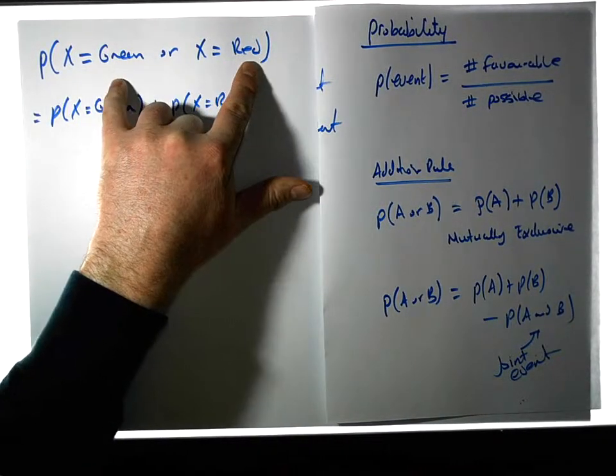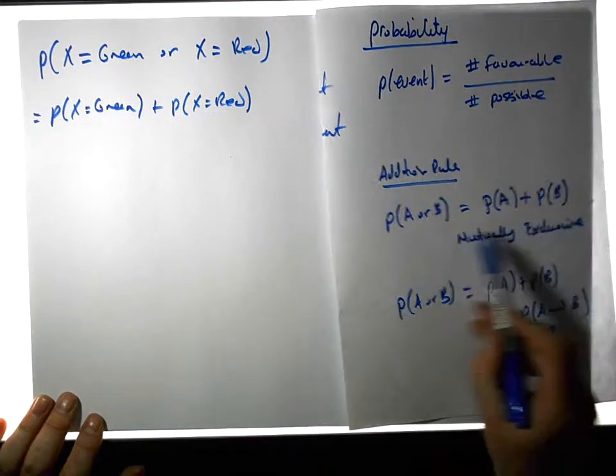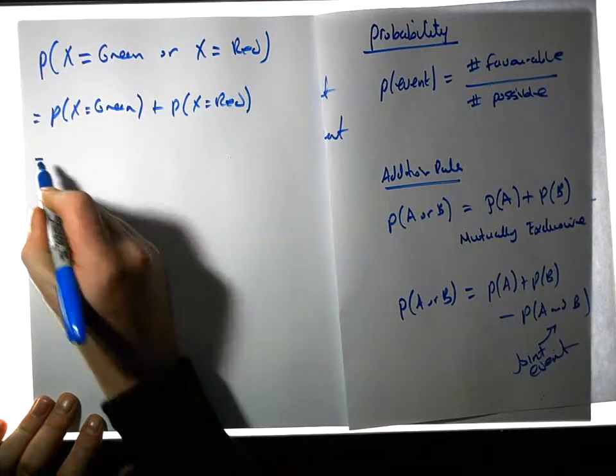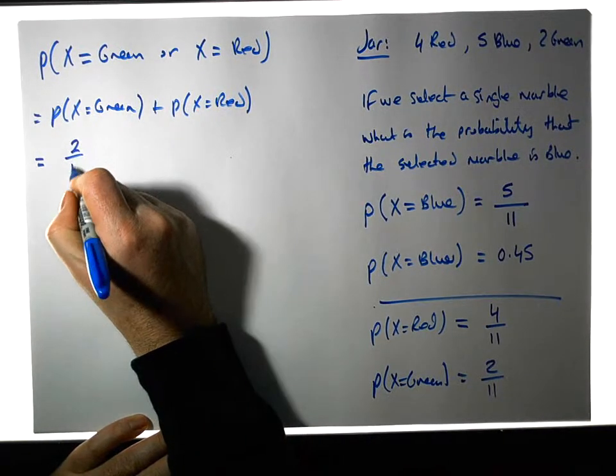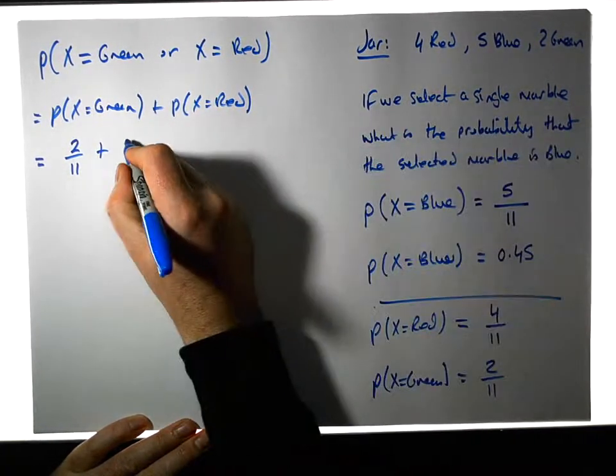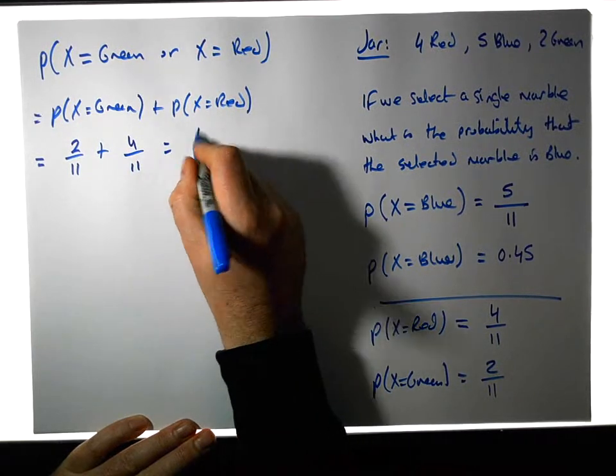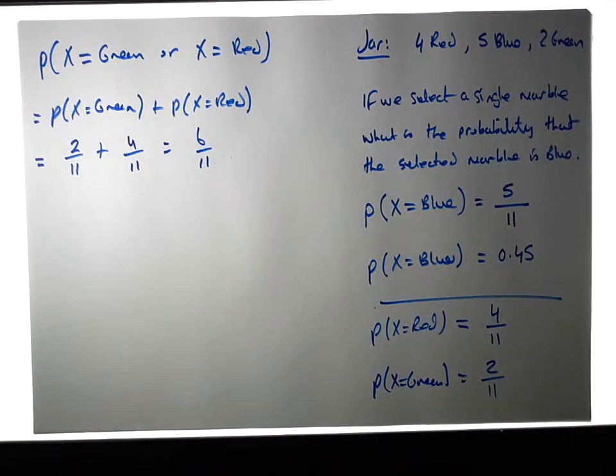So they are mutually exclusive. So it's the first version of the addition rule. So this just becomes, well, the probability of a green marble is 2 chances over 11, plus the probability of a red marble is 4 chances over 11, which gives us 6 chances in 11 in total.